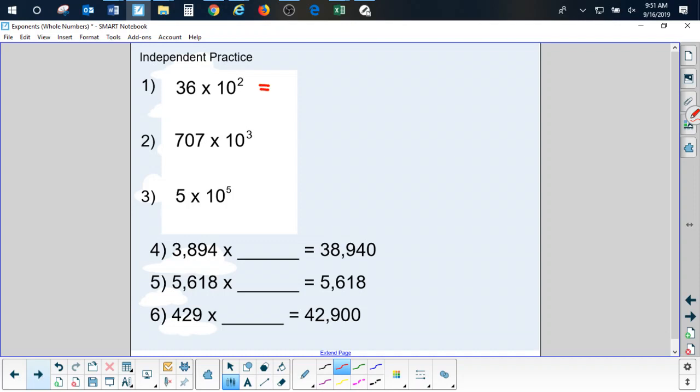All right, so the answer is 36 times 10 squared. We should have 36, and this tells us we need to add 2 zeros on there, so it turns into 3,600. And the next question, I have 10 to the power of 3. This tells me I need 3 zeros in my answer, and then bring over my 707, so it's 707,000. I'm just going to keep going fairly quick.